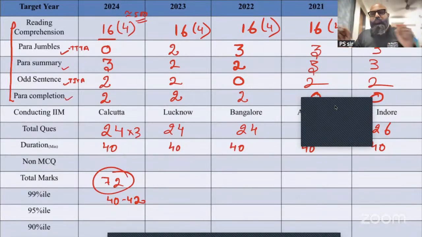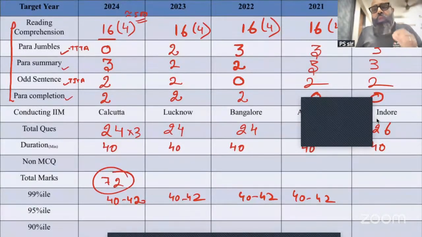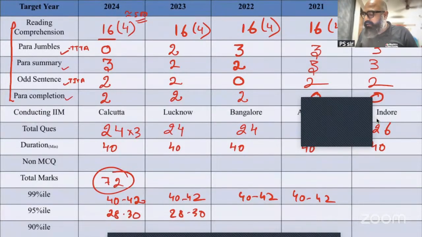So 1 or 2 marks here and there if you talk about slots, but otherwise I think 40 to 42 marks, this is how the range is if you want to hit 99 odd percentile, right? What about 95 percentile? If you want to hit 95 percentile mark, you need somewhere around 28 to 30 odd marks to hit 95 percentile bracket, right? As far as CAT verbal ability is concerned.